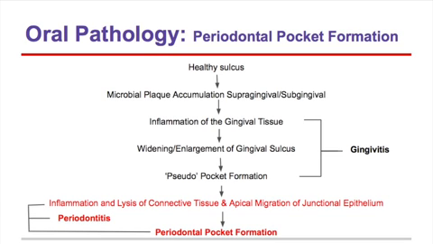Slide number 13 discusses oral pathology and the periodontal pocket formation. So we start with the healthy sulcus, then we can get microbial plaque accumulation, which is either supragingival or subgingival, which can lead to inflammation of the gingival tissue, which can next develop into widening or enlargement of the gingival sulcus. We can then get a pseudo pocket formation. And next, we will have inflammation and lysis of connective tissue and the apical migration of junctional epithelium, which can develop into periodontal pocket formation.